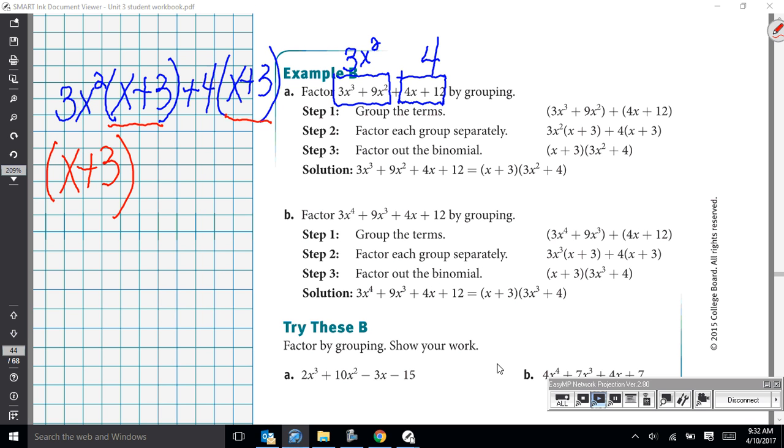When we take that out of the first term, what are we left with? 3x squared plus 4. Now, if we multiply these together, we should get our original statement. So what's x times 3x squared? 3x cubed. x times 4, 4x. 3 times 3x squared, 9x squared. And then 3 times 4, 12. So that checks. That's your answer, and that's what I have here.